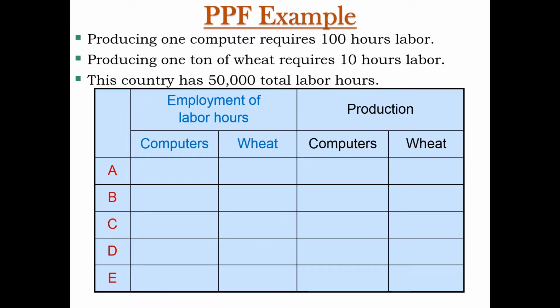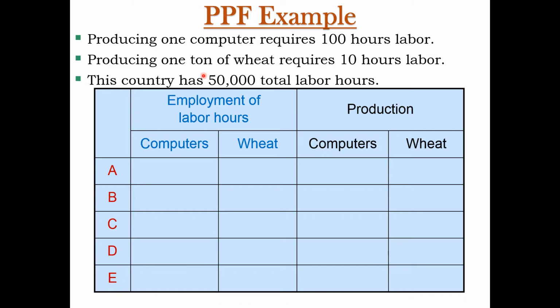Okay, so we have an economy, and they can make computers or wheat. But to make either one of these, it takes labor resources. It takes resources, and specifically, we're only going to look at labor resources. So that's another simplification: we're assuming that the other resources, land and natural resources as well as capital resources, we're just not including right now. We're just focusing on labor resources, just to keep it simple.